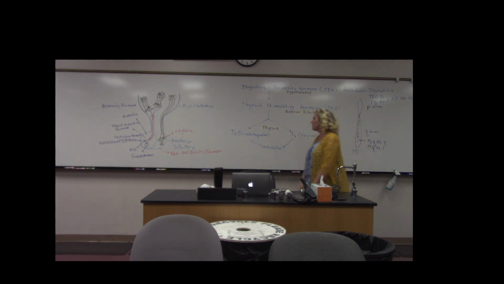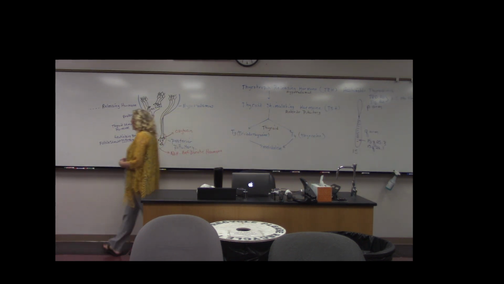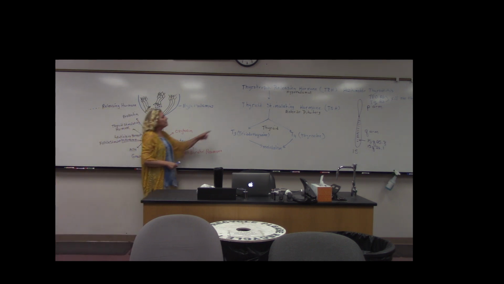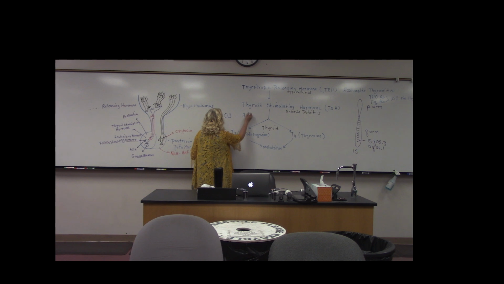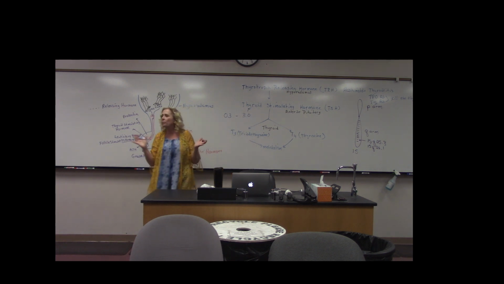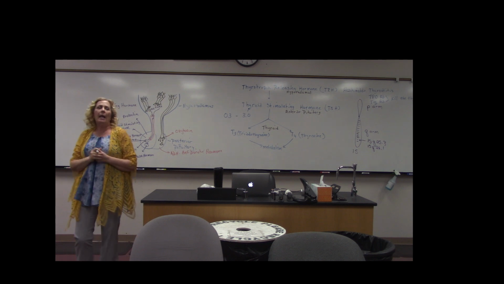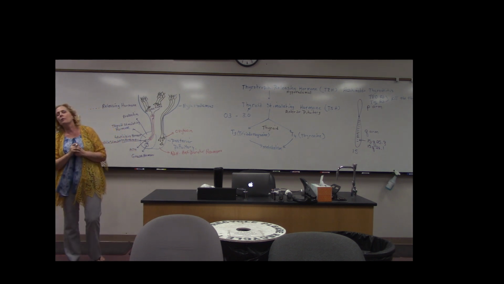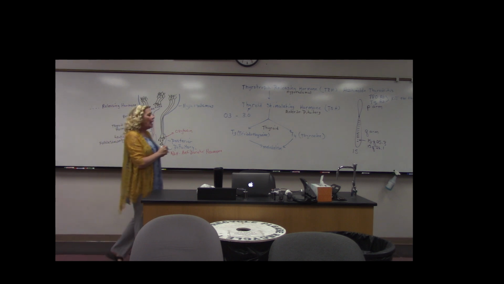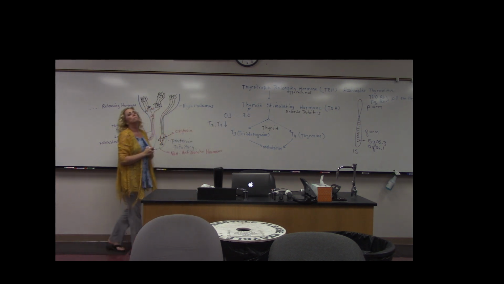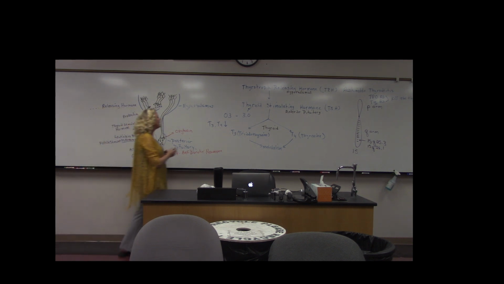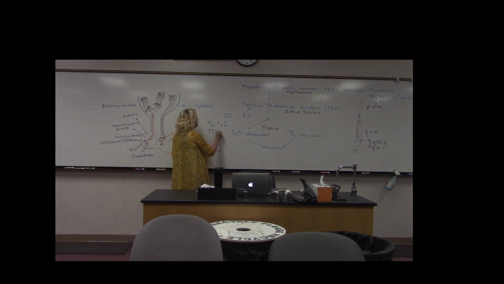All right, so let's see if you get this hypothyroid thing. What if I tell you that normal TSH levels are anywhere from 0.3 to 3.0? This is a range, okay? And let's say I have a person who comes in to the doctor's office and we find that their T3 and their T4 levels are low, and their TSH levels are 15.